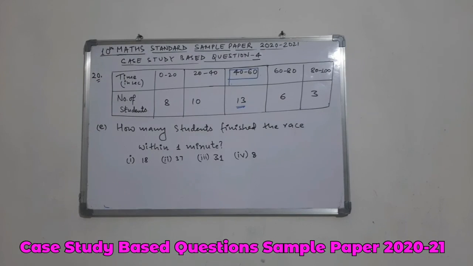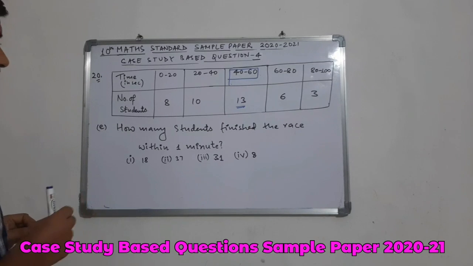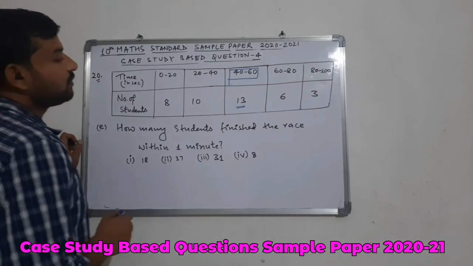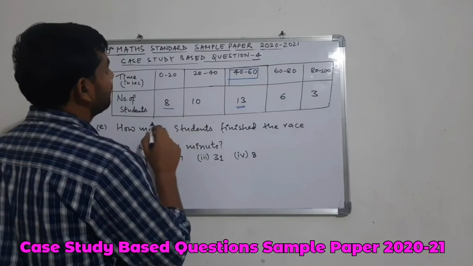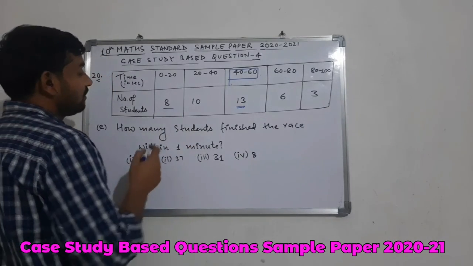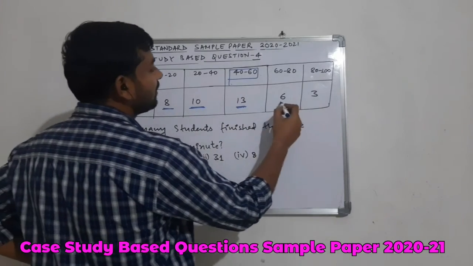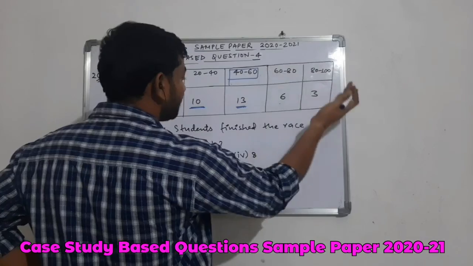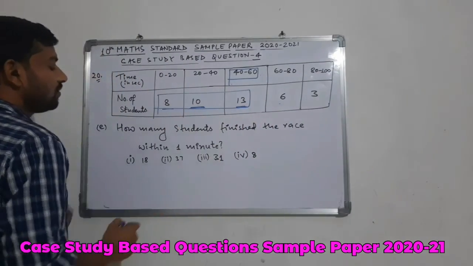So the last question of this 20th question is the E part of this. How many students finished the race within 1 minute? We have to calculate the number of students which finished their race in 1 minute. The total students who are able to finish the race in 1 minute is 8, 10, 13 and till here only. So this is more than 50 now. So we have the answer here, which is the sum of these three values.